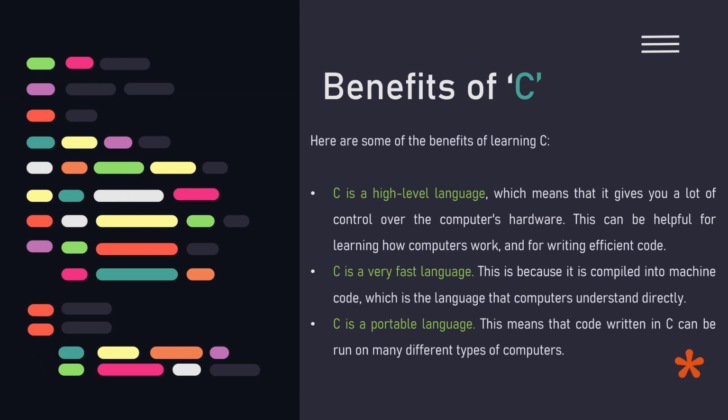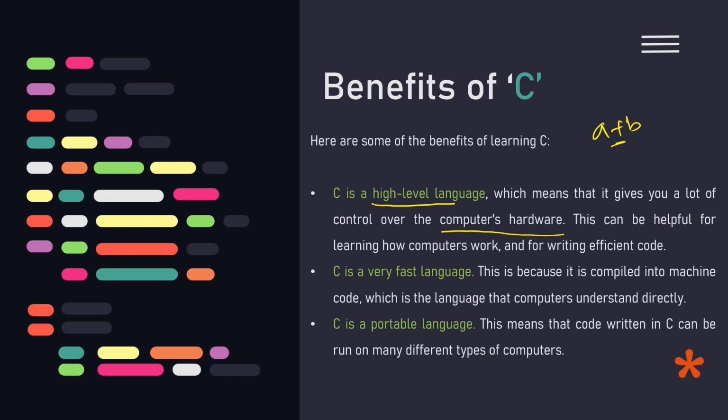Now, benefits of C. C is a high-level language, meaning you can write statements like A plus B, which are easily understandable to humans, right? So it is a high-level language, which means it gives you a lot of control over the computer hardware. It can be helpful for learning how computers work and writing efficient code.